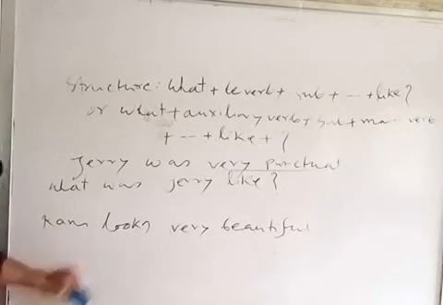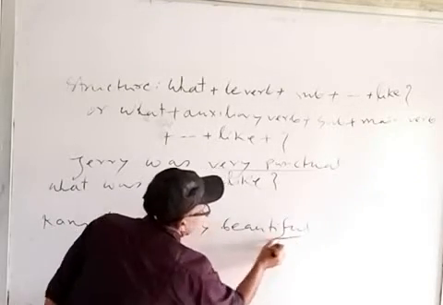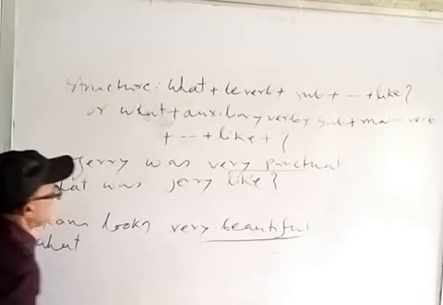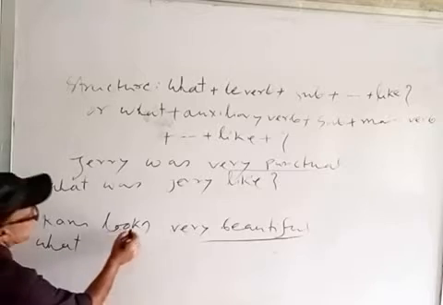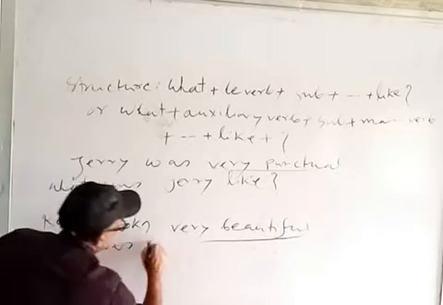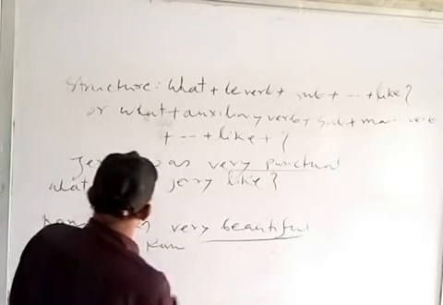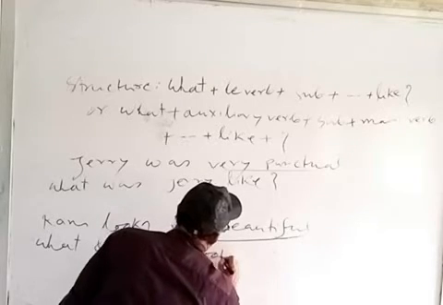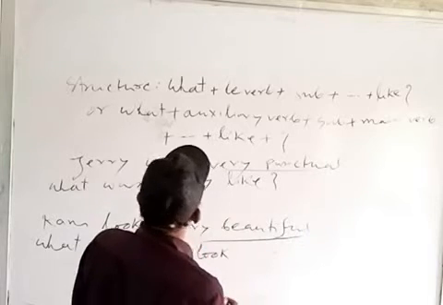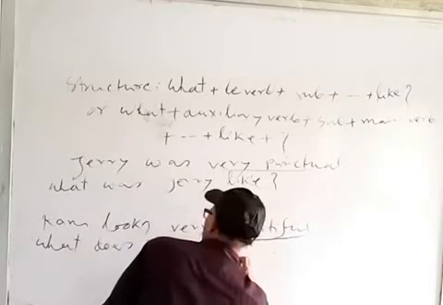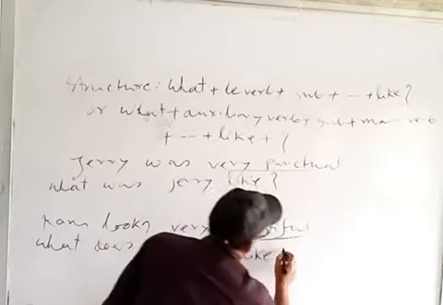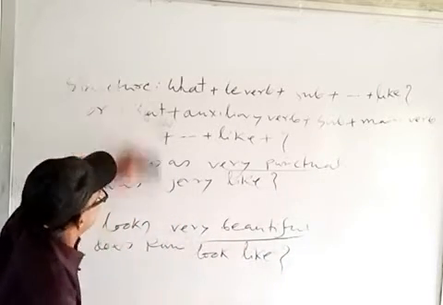Another example, very beautiful. In the middle of this you have to use what. Then as it is present indefinite tense and the subject is third person singular, here as auxiliary verb you have to bring does. Then the subject Rani. Then main verb look, then like, and at the last note of interrogation. So in such a way you can solve.